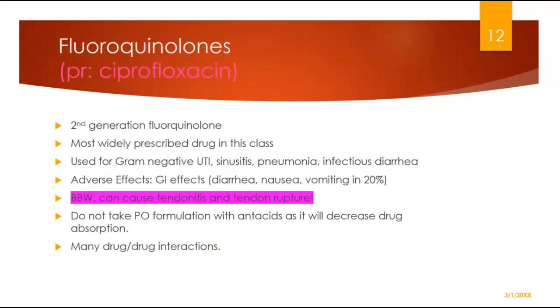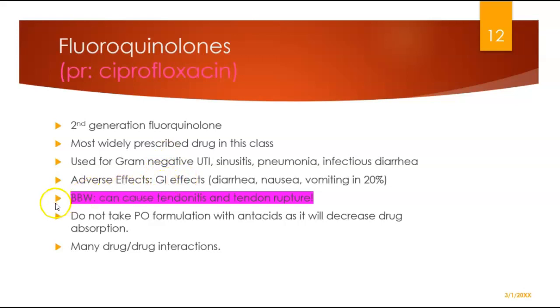Fluoroquinolones. Now, this is ciprofloxacin. And remember, cipro is different than ceph, so don't get it mixed up with cephalosporins. Ciprofloxacin is a fluoroquinolone. It's a second-generation fluoroquinolone. Again, fluoroquinolones is just another family of antibiotics. Cipro is very commonly given, the most widely prescribed drug in this particular class of fluoroquinolones. Can cause some GI problems.